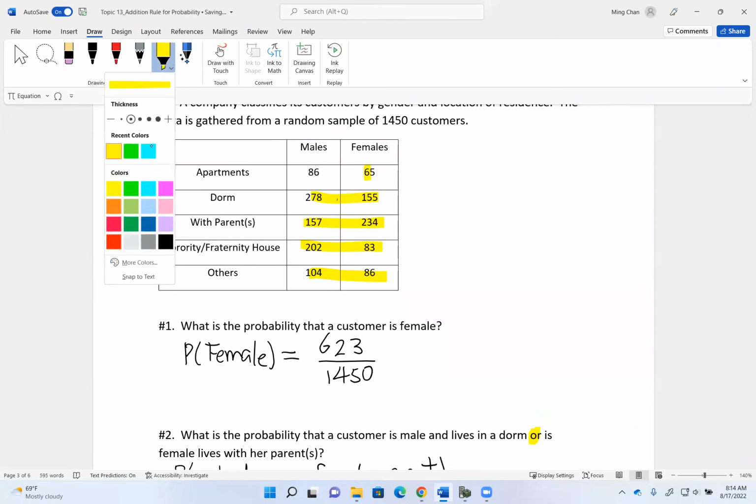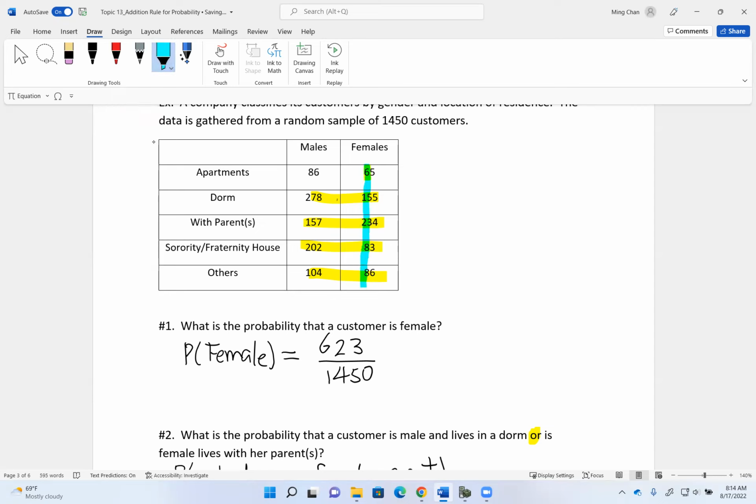I'm gonna use a different color, okay? Use blue. Not male. So you see, if I do it this way, this is all not male. Horizontally is not live in apartment. So these green numbers are overlapped, right? So these two events are not disjoint because I did count some of these numbers twice. Okay. So you gotta be very, very careful.